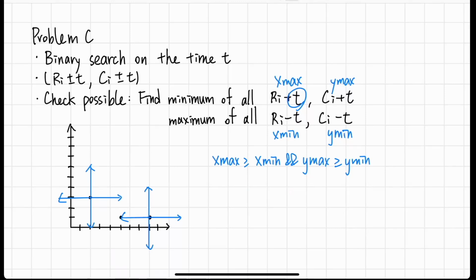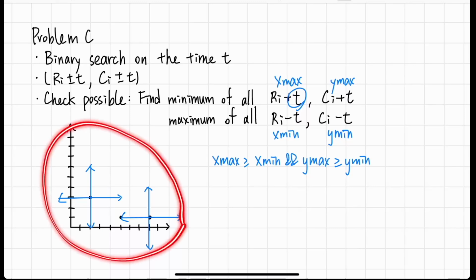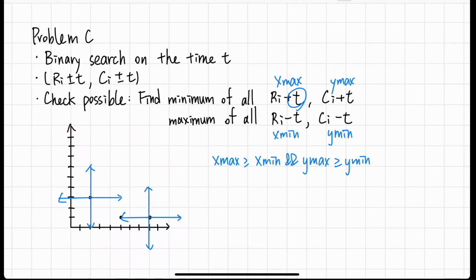And so here is a visualization of what I mean. This is an example input where 3 people are here. They could each move in all of these directions, like all 8 directions. So this is the maximum x location that this person would be able to move to. And this is the minimum x location that this person will be able to move to.